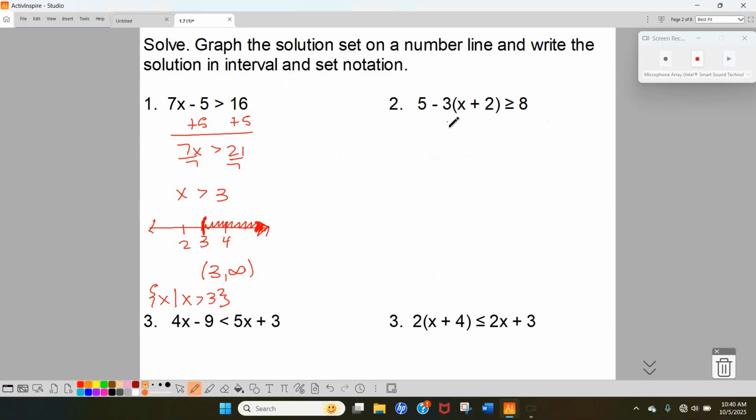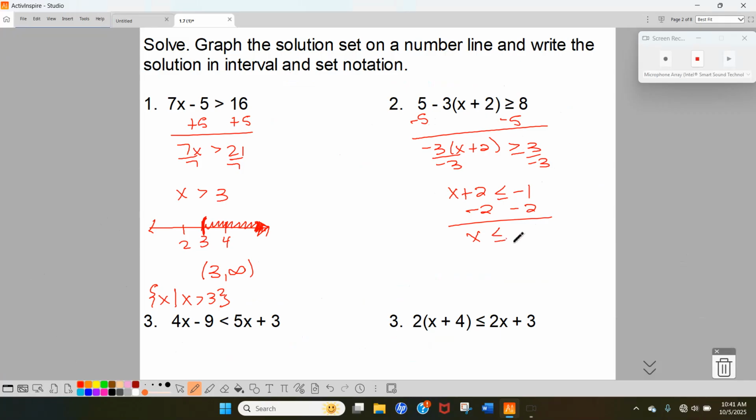All right, so number 2. You can distribute this if you want, but you could just divide by, subtract the 5. I was a step ahead of myself. Subtract 5. Remember, this is negative 3. And then we're going to divide that negative 3. And then here's the thing you have to remember. If you multiply or divide by a negative, your inequality symbol flips because you're switching to the other side of the number line where numbers are going in the other direction. All right, so then subtract 2. All right, so we get x is less than or equal to negative 3.